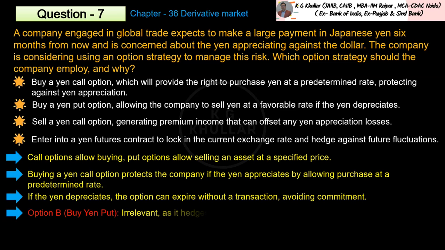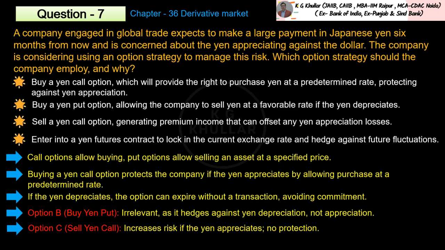Next, let's see why other options are incorrect. Now friends, option B says buy a yen put option. Now this option would give the right to sell yen, which is not relevant for a company needing to purchase yen. So this answer choice does not protect against yen appreciation, but instead would be used to hedge against yen depreciation, which is not the company's concern here.